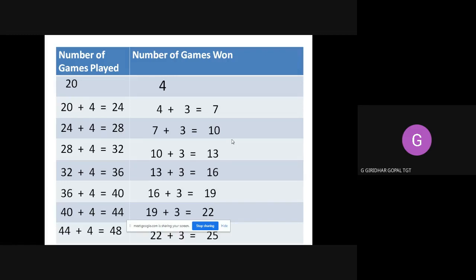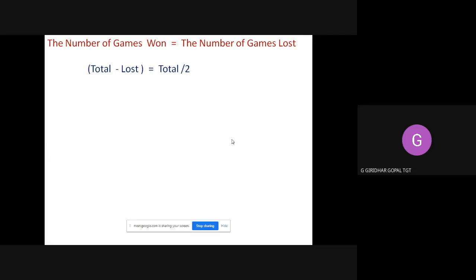48 and 25. So total number of games played are 28 and games won are 25. So the number of games won by Tushar is more than the number of games he loses. The same scenario, if you come to another context, here the number of games won is equal to the number of games lost. For example, we are presenting it like this, a situation. So total number of games played minus the number of games lost is equal to total number of games by 2. Hope you might have understood.